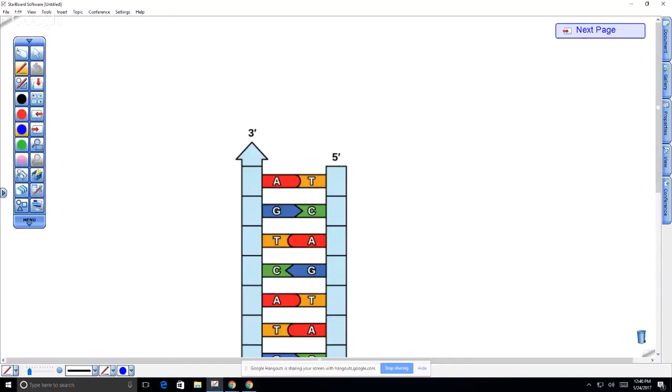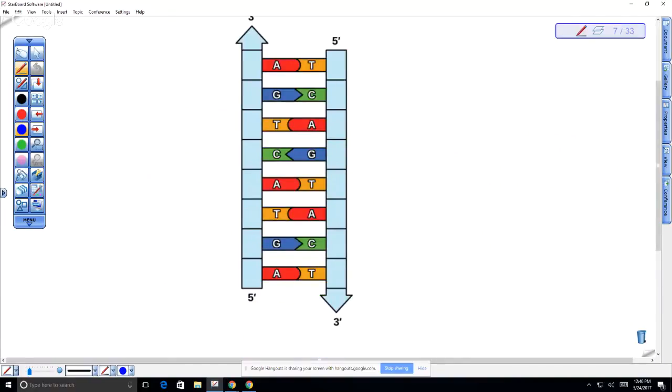Now we're not going to talk about the way that the sides of the ladder run. So don't worry about this 5' versus 3'. It just has to do with the orientation of the sugars, so that the sugars are oriented opposite one another in the 5' versus the 3' strands. But we're not going to talk about it in that much detail.